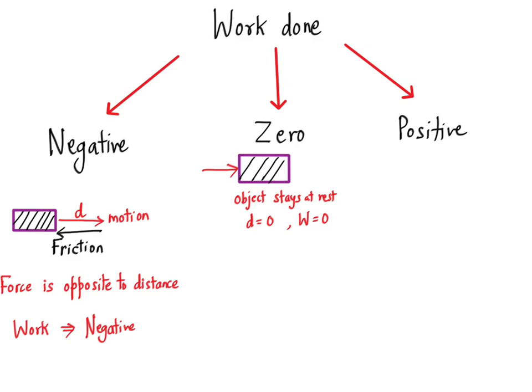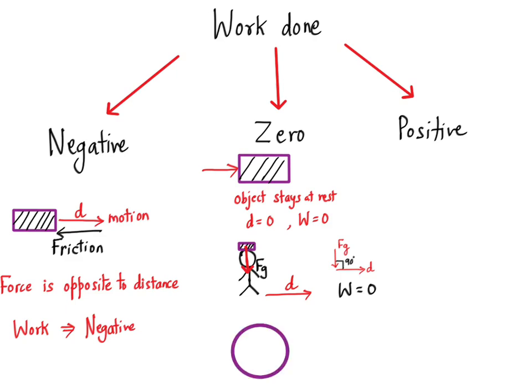That's the first case. Next, think about a person carrying a load on his head and is moving. So the force on the box, which is on his head, the force of gravity is downwards. So if you look at the angle between the force of gravity and the distance covered, that's 90. And if the angle is 90, cosine 90 gives us 0, so the work done will be 0.